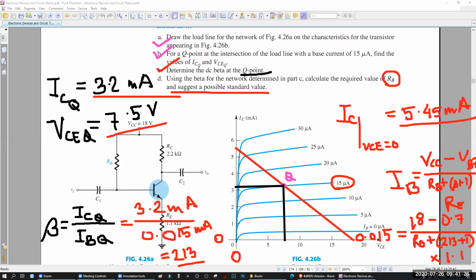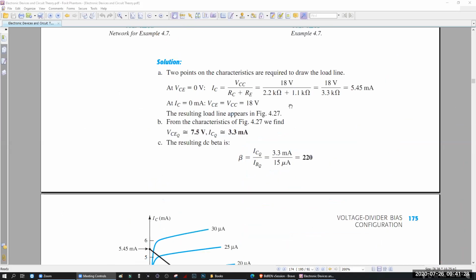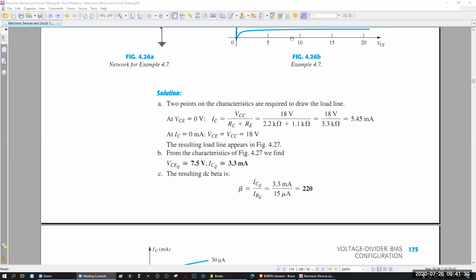Okay. Let's check our answer is correct or not. Here, when your VCE is 0, your current is 5.45. When IC is 0, your VCE is equal to 18. That means we are correct. So next, 0.2, 7.5, and 3.3. Okay, they said 3.3, we said 3.2. That's it, no problem. 3.3 divided by 15. So they got 220, we got 213. No problem.